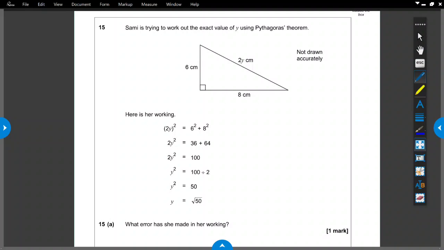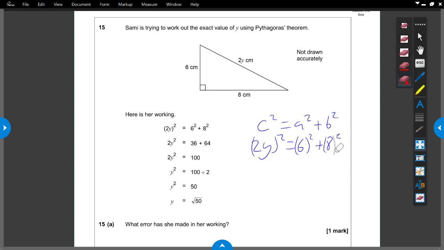At first glance, it looks like everything is correct here. She's applied Pythagoras' theorem, that's a squared plus b squared is equal to c squared, so she's done it this way around. And then she substituted in her numbers, so c, that's 2y, and then a, she set that equal to 6, and then b, she set that equal to 8, which is basically what she's done here.